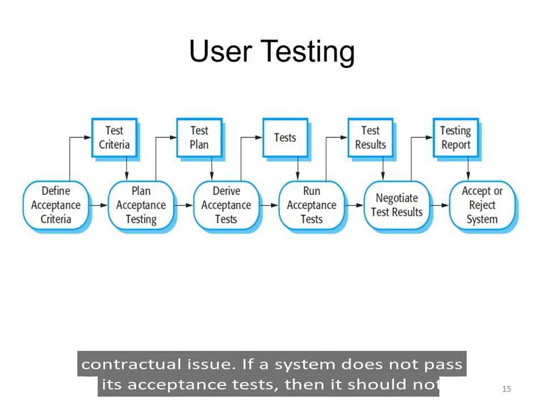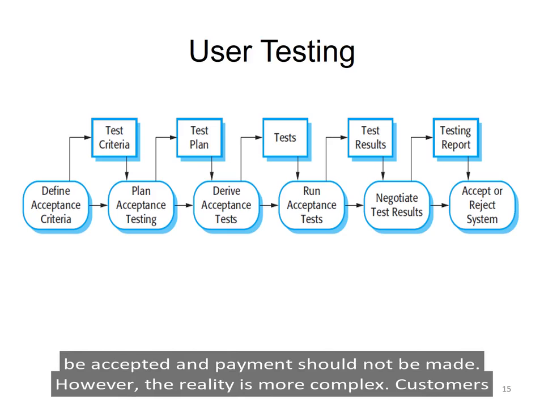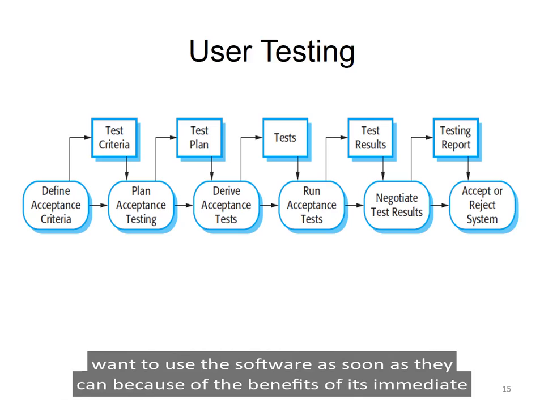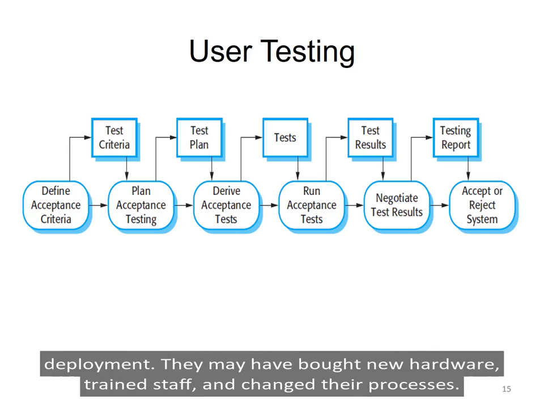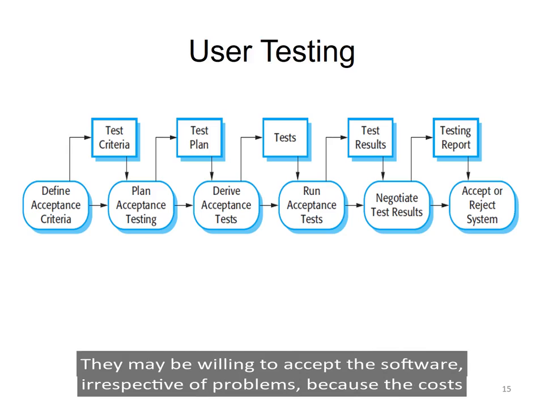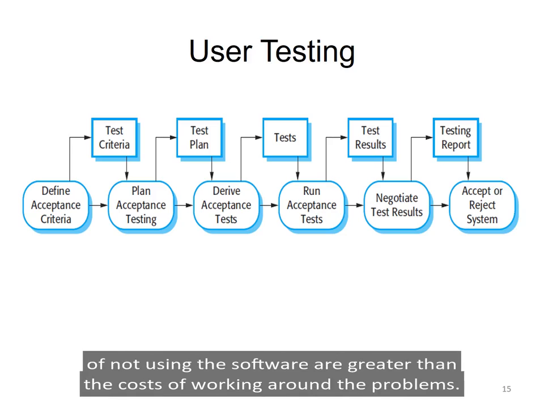If a system does not pass its acceptance test, then it should not be accepted and payment should not be made. However, the reality is more complex. Customers want to use the software as soon as they can because of the benefits of its immediate deployment. They may have bought new hardware, trained staff, and changed their processes. They may be willing to accept the software irrespective of problems because the costs of not using the software are greater than the cost of working around the problems.